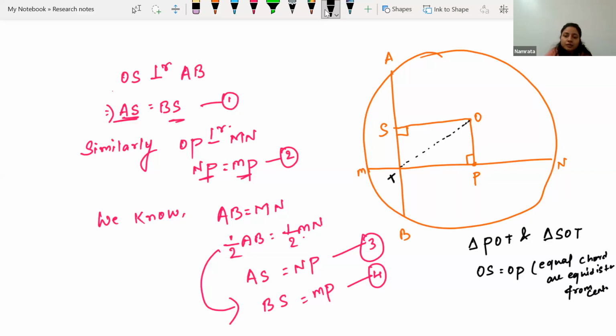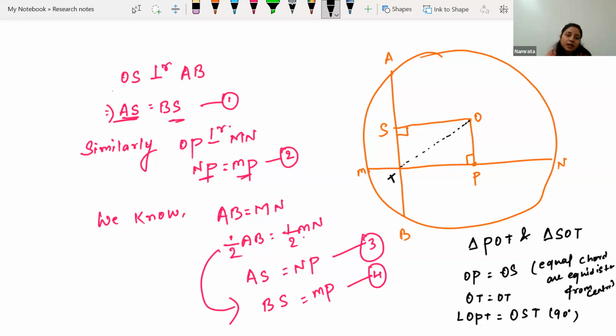Are you getting it so far? I have written a side incorrectly. I must write OP over here and OS over there, OP on this side and OS on that side, because triangle POT I have mentioned on the left side. Now I am writing that OT is the common side. And there is a 90-degree angle over here, that is, angle OPT equals angle OST. Both are 90 degrees.